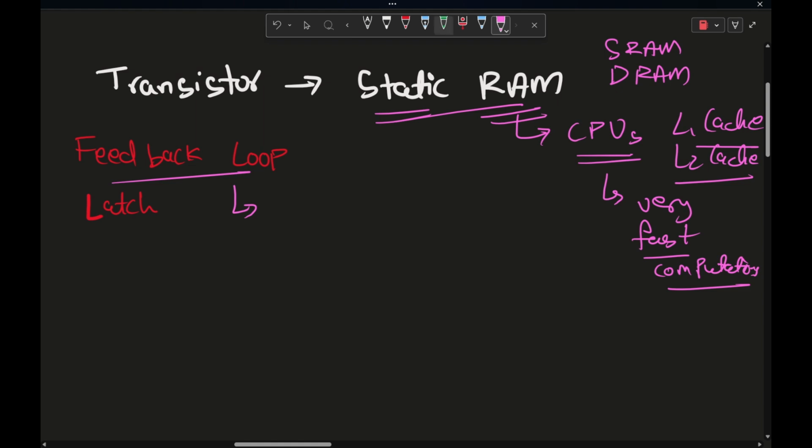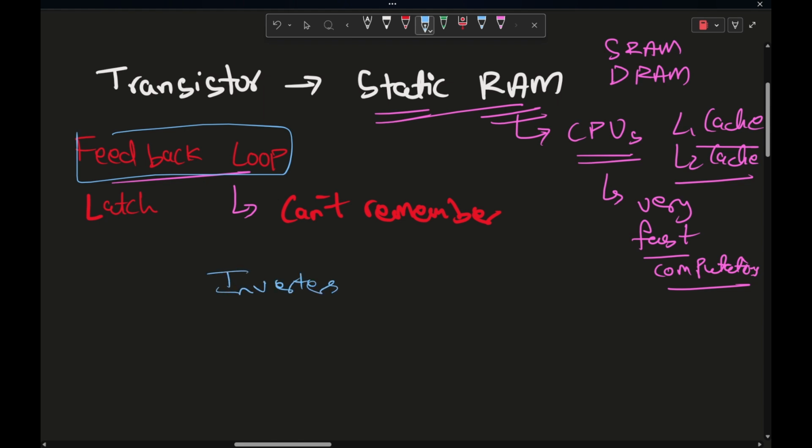Now the problem is that a transistor can allow a current to pass and form 0 and 1, but it can't remember any memory or any value. So how do we handle this? For this we create a feedback loop. What we do is connect two inverters. This is inverter 1, this is inverter 2.